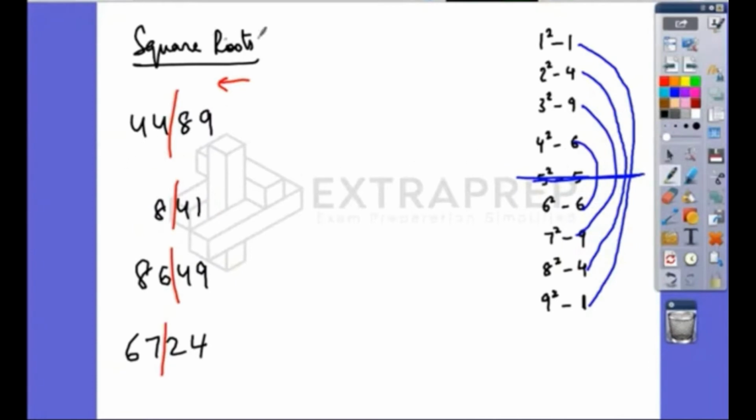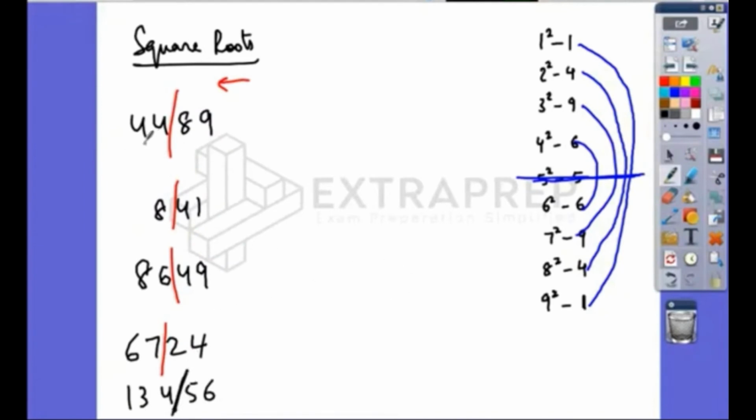Okay, let's see how to find the square roots. Starting from the right hand side, after 2 digits you take a bar. Even for larger numbers also you do the same thing. For example, I'll take one more example. 13456. After 2 places you take a bar.